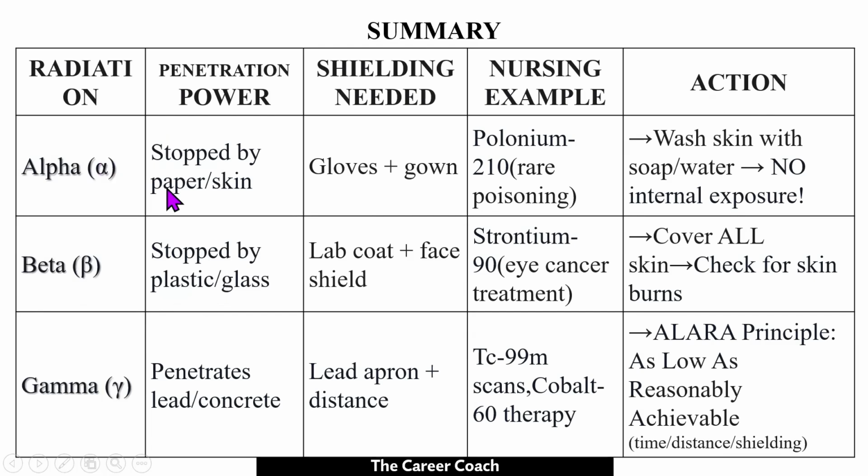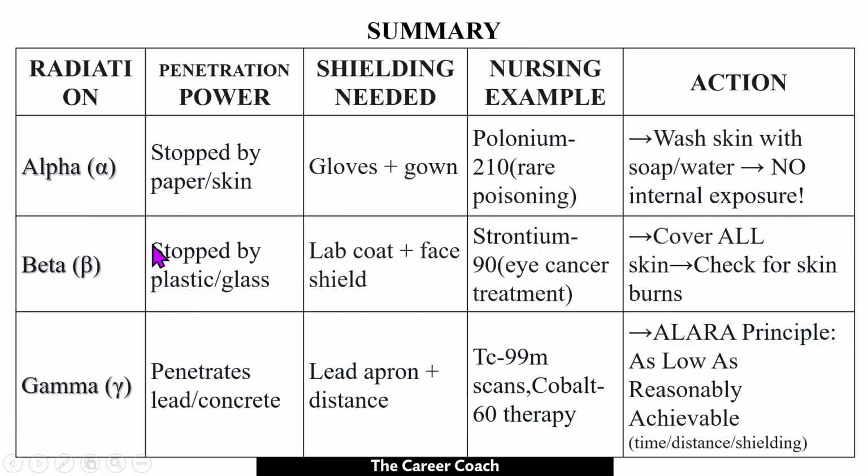For alpha particles, they are stopped by paper or skin. Shielding needed: you need shields such as your gown and your gloves when dealing with alpha particles. Nursing example: polonium-210 is an example, although it causes rare poisoning, because we have said that alpha particles are not too penetrating. Action: nurses must wash skin with soap and water and ensure that there is no internal exposure.